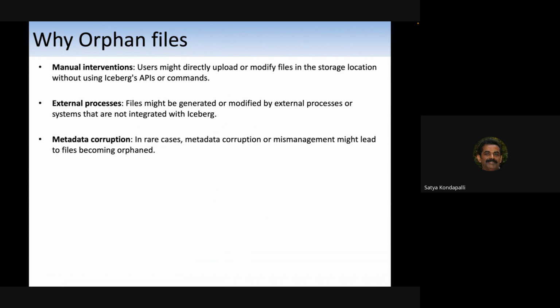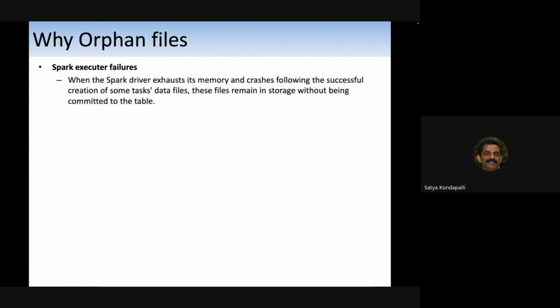Or in rare cases, there may be metadata corruption, and when you rebuild the metadata, you may forget to delete the orphan files. Or Spark executor failures, mostly the driver. Let's say your executor completed writing the data files, then the driver needs to commit it, but it may have a memory issue and crash. Then the files created by executors sit on the disk but are never referenced in the manifest file. Then those are orphan files.